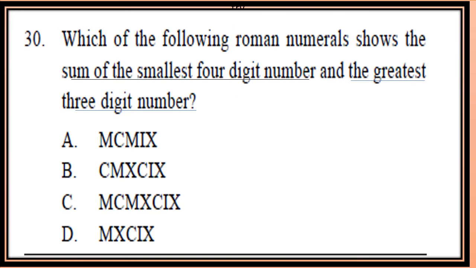Question number 30. Which of the following Roman numerals shows the sum of the smallest 4-digit number and the greatest 3-digit number? So just find out the sum of the smallest 4-digit number and the greatest 3-digit number, and then find out the Roman numeral form of that number. You can see the solution next.